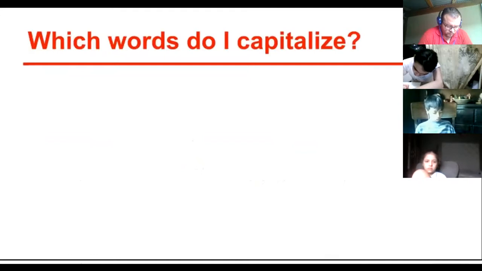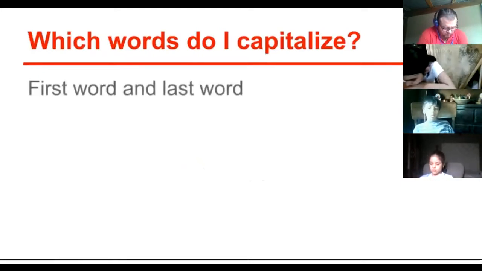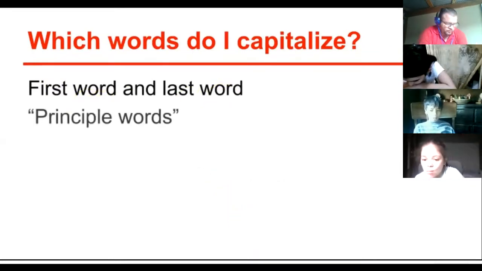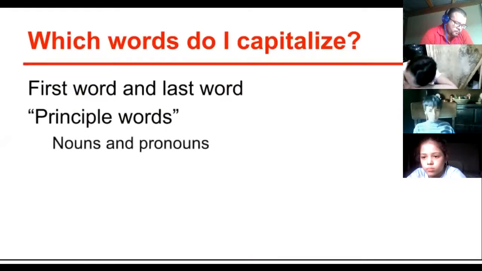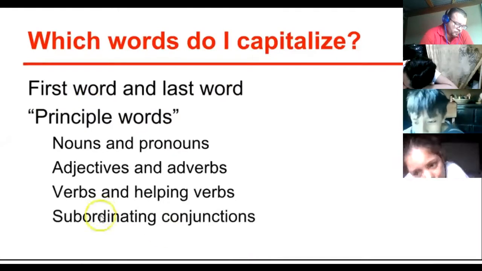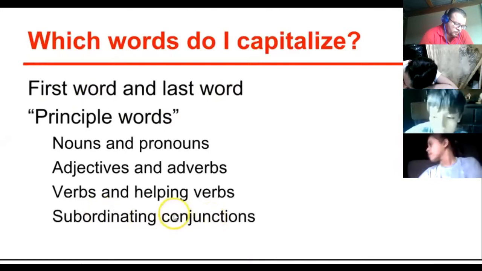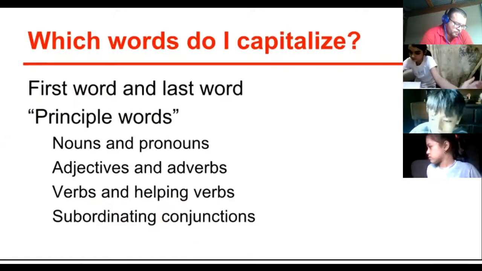Let's take a moment and look at which words we capitalize within titles. Know that there are different conventions around this, but there are some general principles. Generally, you capitalize the first word of the title and the last word of the title, and the principal words, the important words. From a grammatical perspective, that would be your nouns and pronouns, your adjectives and adverbs, your helping verbs and your verbs, basically the words that have content to them, and the subordinating conjunctions, a fancy word for words like even though, although, after, before, during, those types of words.